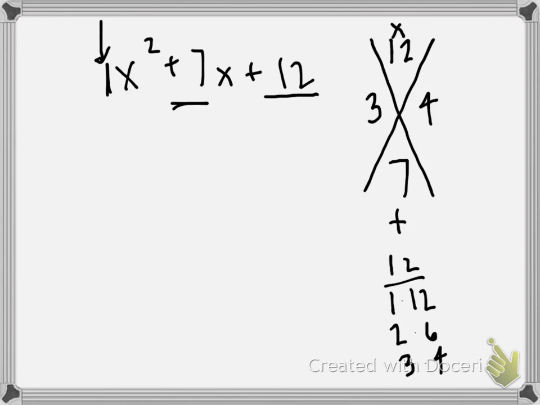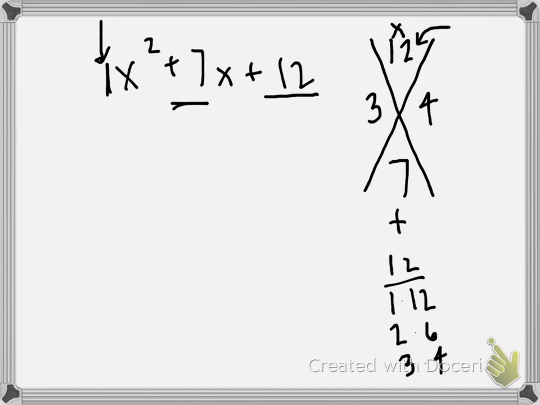I also want to make sure I'm thinking about the signs of these numbers as I'm going through this process, and we know a couple of things about these numbers. If I want to multiply two numbers together and I want to get a positive 12, there's a couple of ways that I can do that.